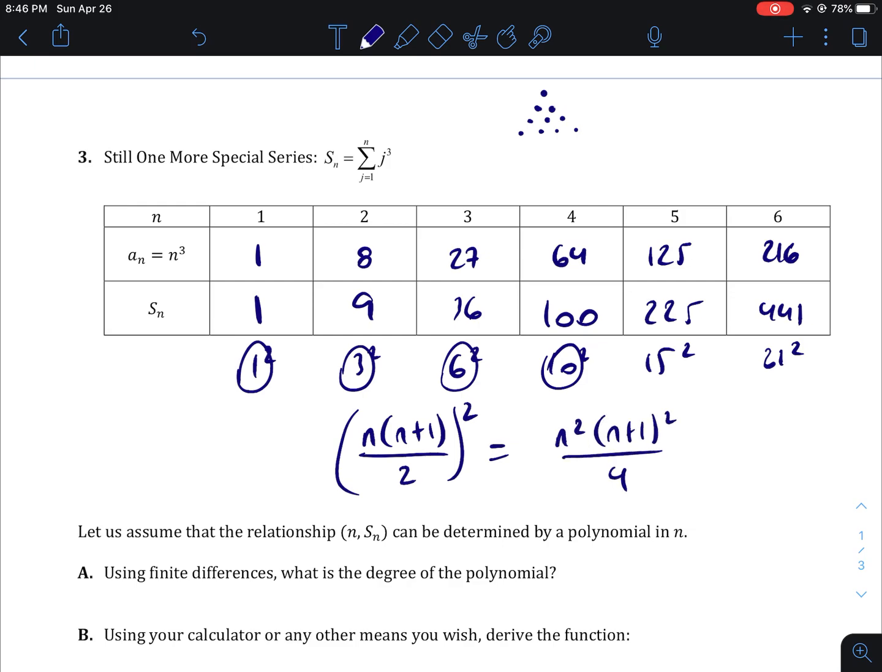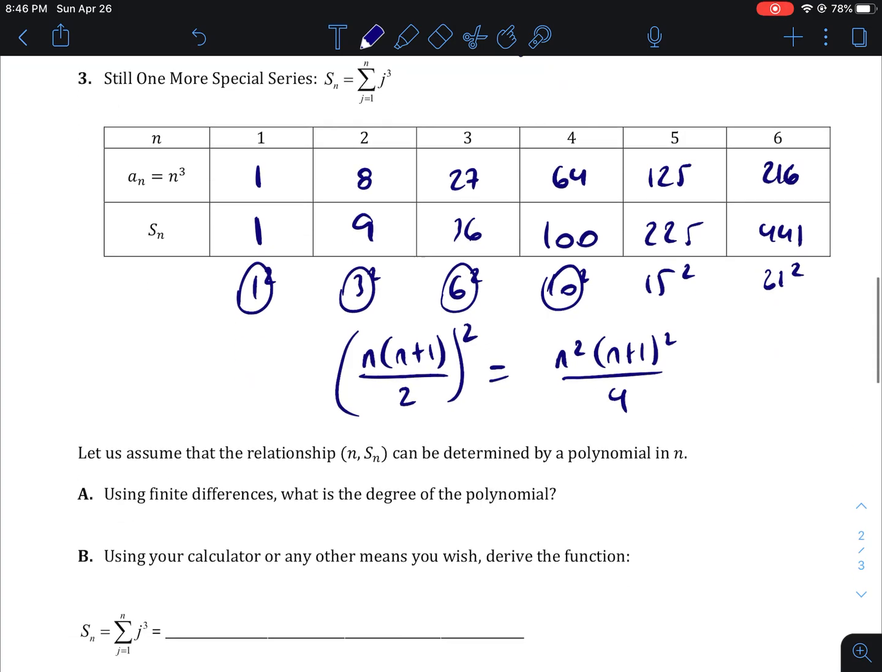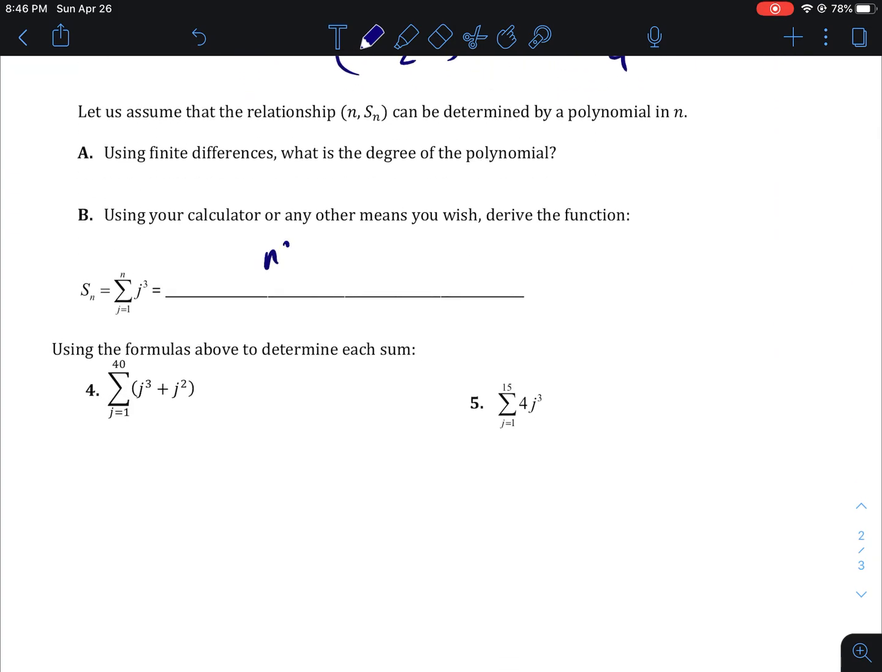If that was too fast, think about it a little more carefully. I'm trying to get through this as fast as I can here, but long story short, that is the formula. And if you use the matrix way of doing it, it works out the same way. So, all right, let's put that down here. N squared, n plus 1 squared, all over 4.